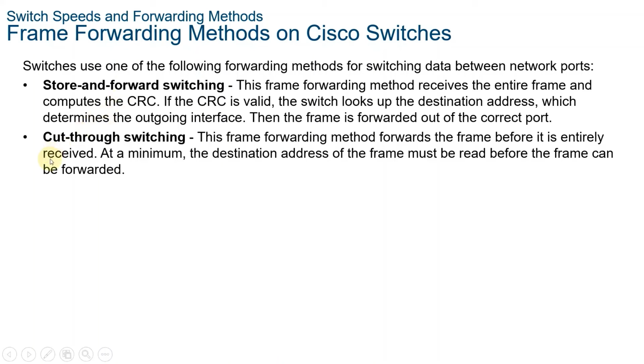Then the frame is forwarded out of the correct port. Okay, the next one is cut-through switching. This frame forwarding method forwards the frame before it is entirely received. At a minimum, the destination address of the frame must be read before the frame can be forwarded.